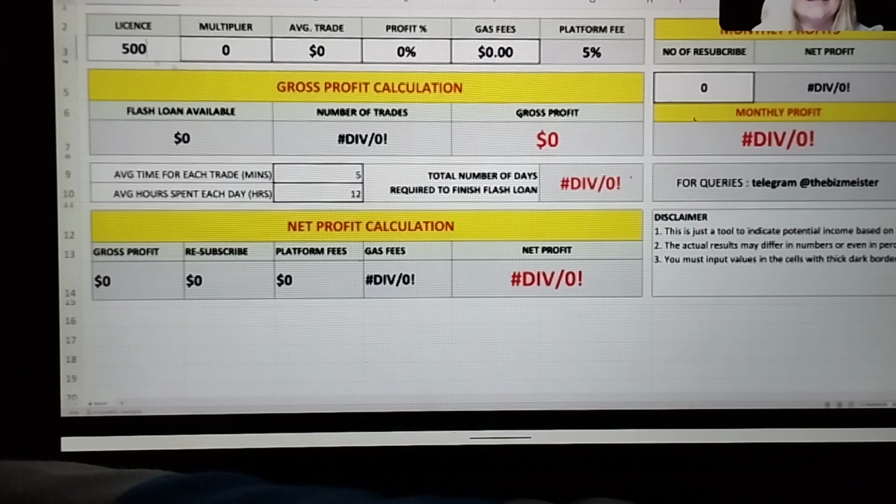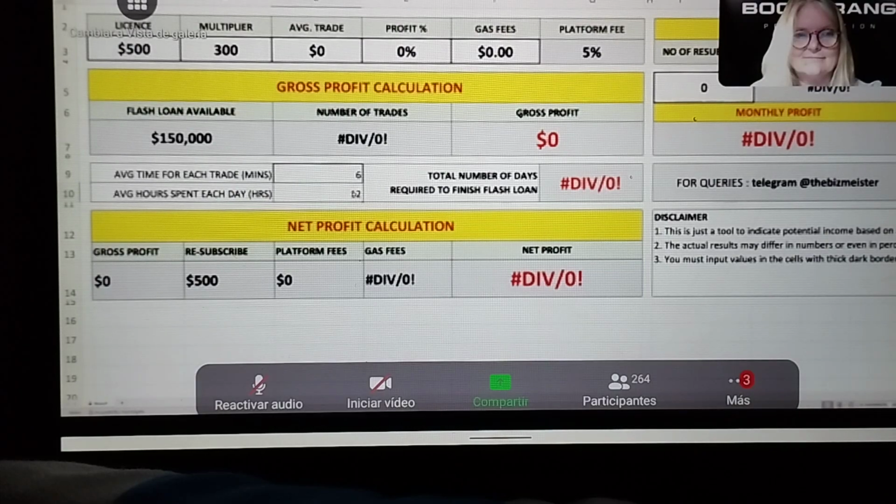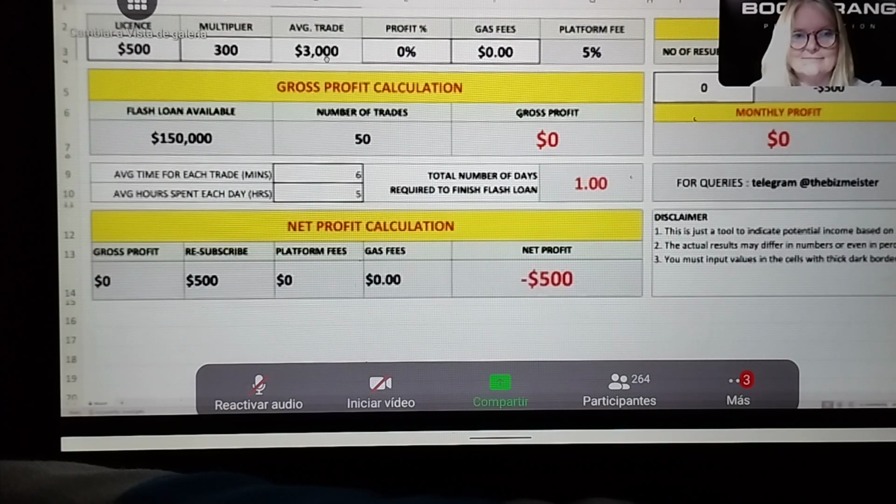We have now the multiplier of 300. During pre-launch, we have the multiplier of 300. Let's say the average trade, if you have 150,000, and let's say your average trade will be 6 minutes, and you want to spend like 5 hours on it, then you need to have an average trade of $3,000. So let's say you trade with $3,000 at once.